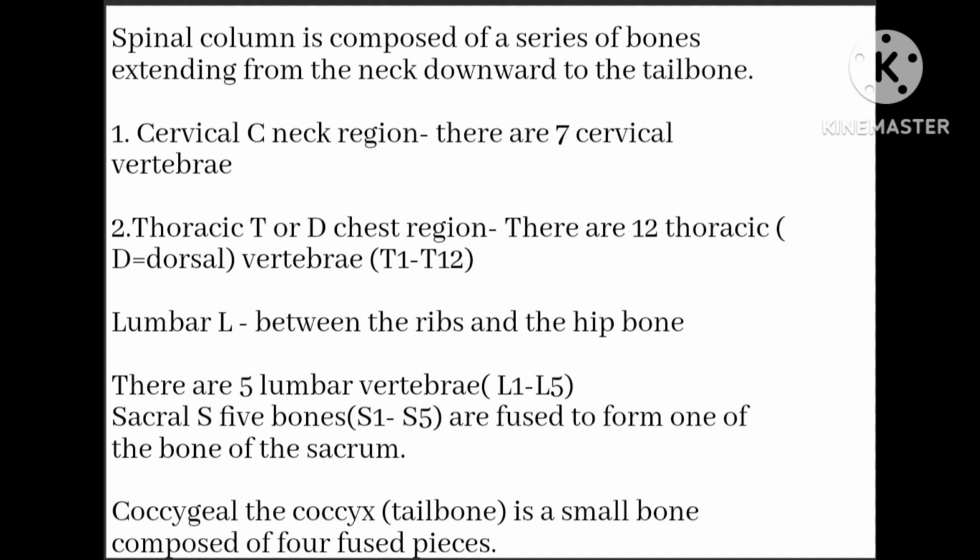Thoracic, there are 12 thoracic vertebrae. Lumbar, it is between the ribs and the hip bone. There are 5 lumbar vertebrae. Sacral bones are fused to form one bone, the sacrum, S1 to S5, and coccygeal or coccyx. It is a small bone composed of 4 fused pieces.